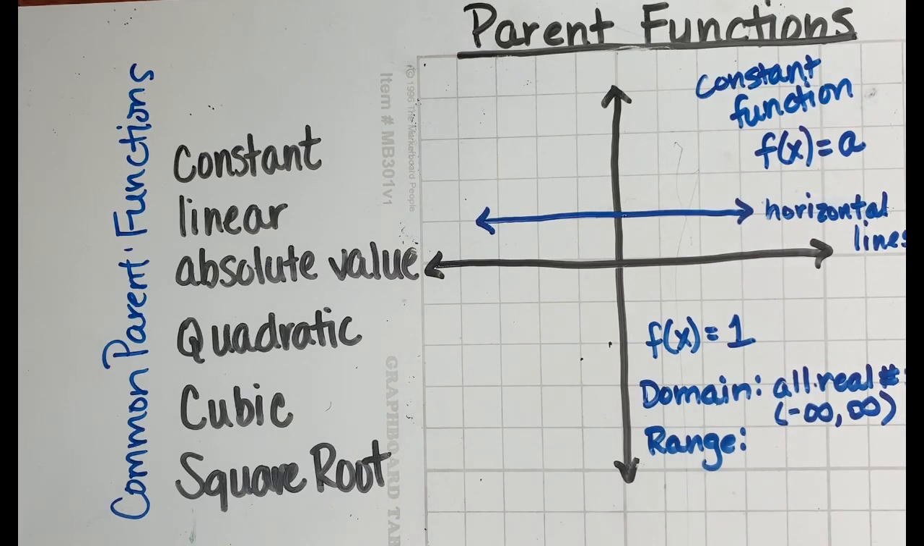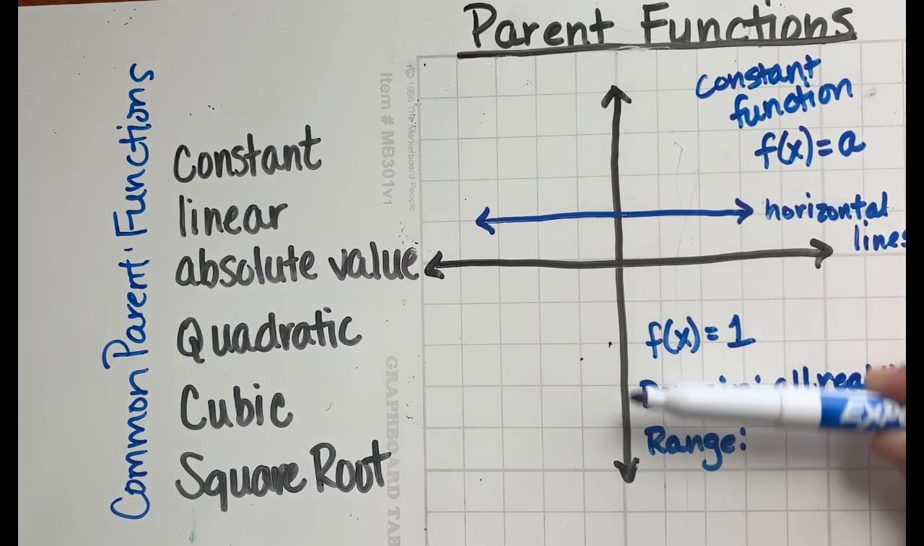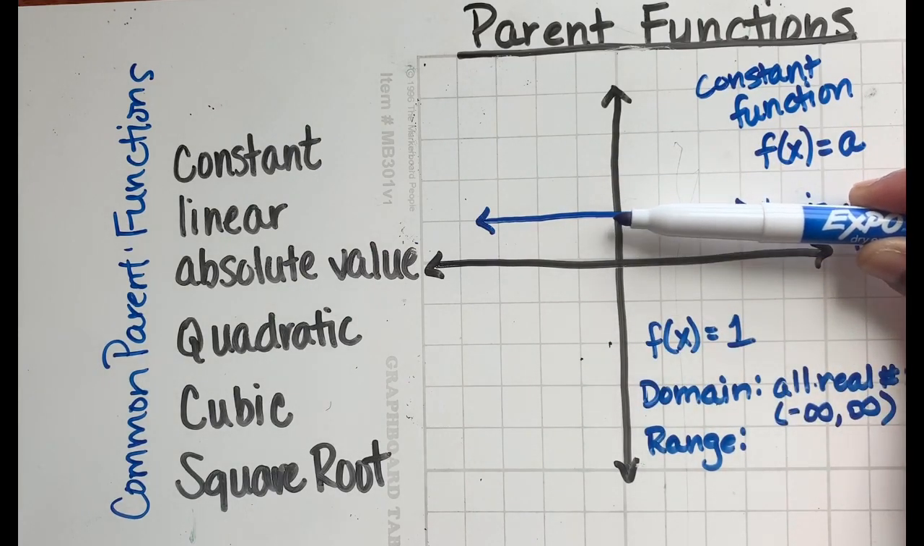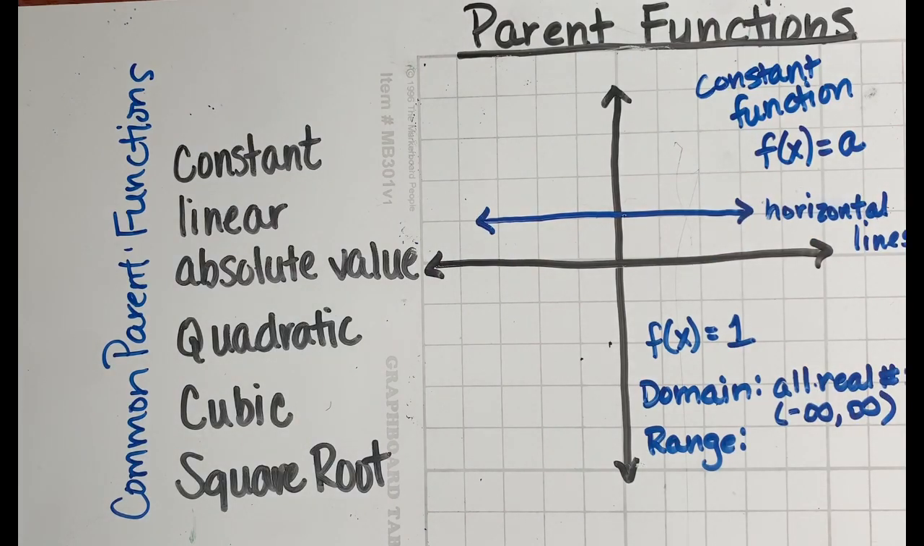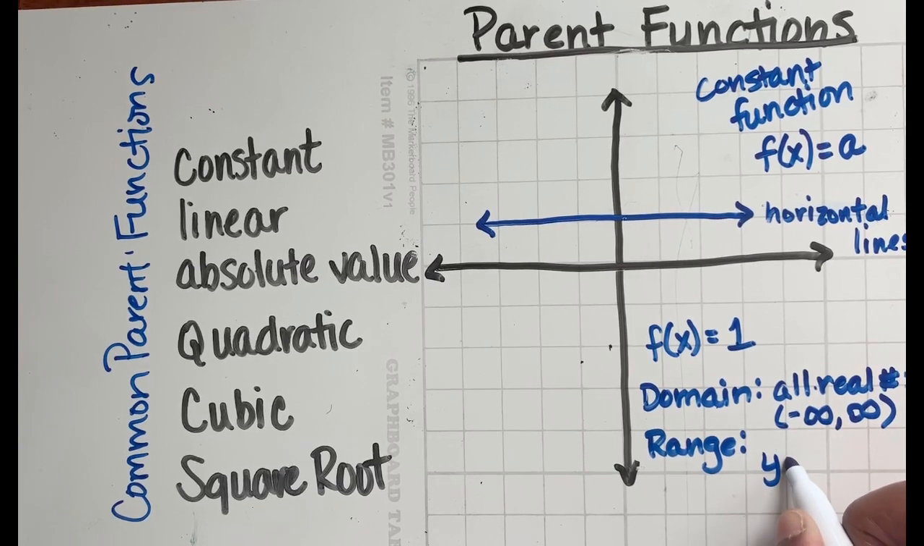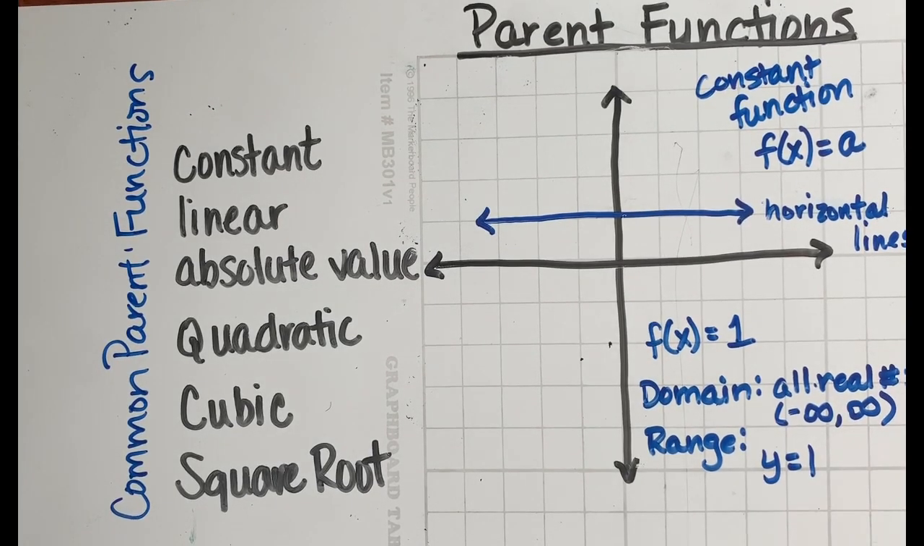Now, range is up and down. If I look at this graph, if I'm panning up and down, the graph is only right here. So there's only one number that this line is as far as my range, and that is 1. So y, which is my range, is just equal to a positive 1. And so that's how I would write that.